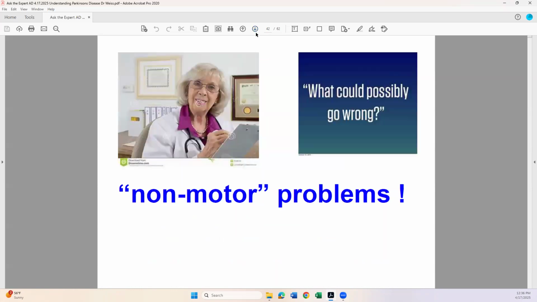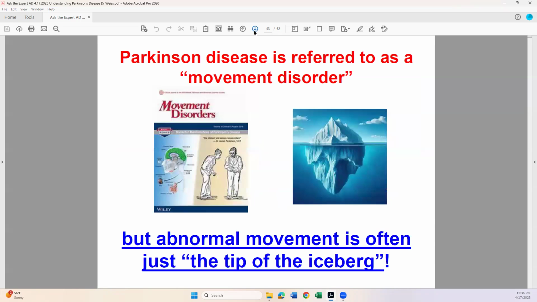But I think probably of greatest interest to this audience is what else could go wrong. And although we call Parkinson's disease a movement disorder because it's diagnosed based on abnormal movements, the abnormal movements are just the tip of the iceberg. There's a lot that goes wrong that's not related to how the person is moving. Next slide.